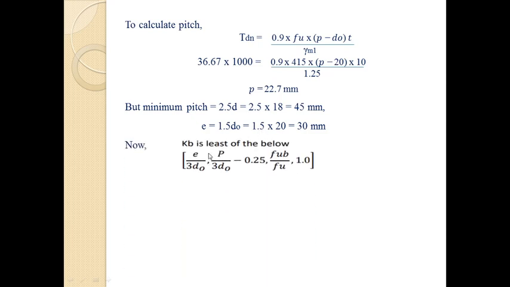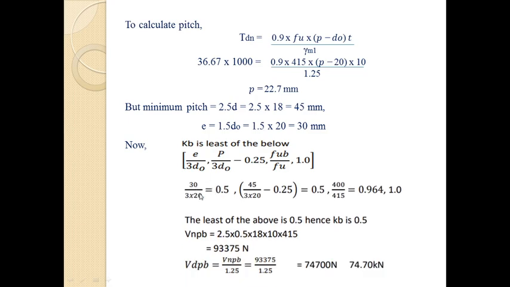Now we are calculating kb, that is the least of the following. Putting all the values of end distance, edge distance, pitch distance and diameter of bolt hole, we get the value of kb, the minimum of these four, that is 0.5. So we take the value of kb equal to 0.5.